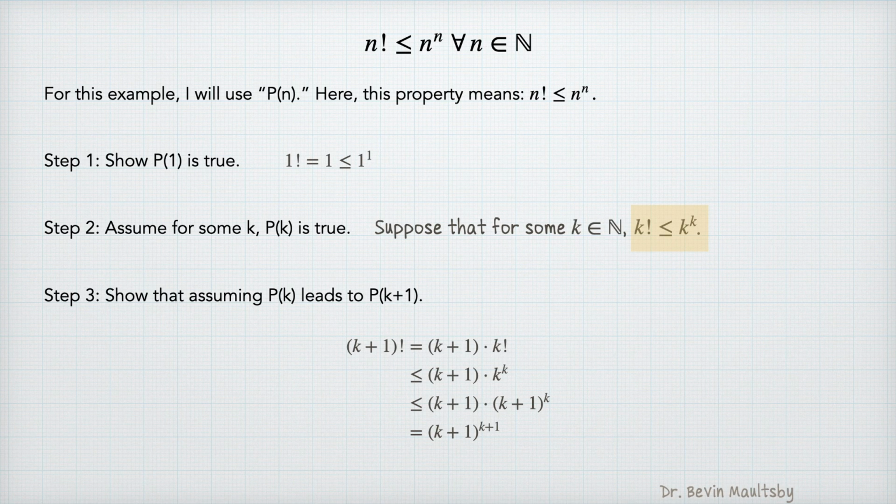And now from line 2 to 3, you have to make a bit of a step there, recognizing that if I increase the base for the term on the right, we go up in size. So k to the k is less than or equal to k plus 1 to the k. And now I can simplify that product in line 3 to k plus 1 to the k plus 1, and that's exactly where we were trying to get to. That is the right-hand side of P of k plus 1. It's always important to realize how you've brought the hypothesis into step 3.